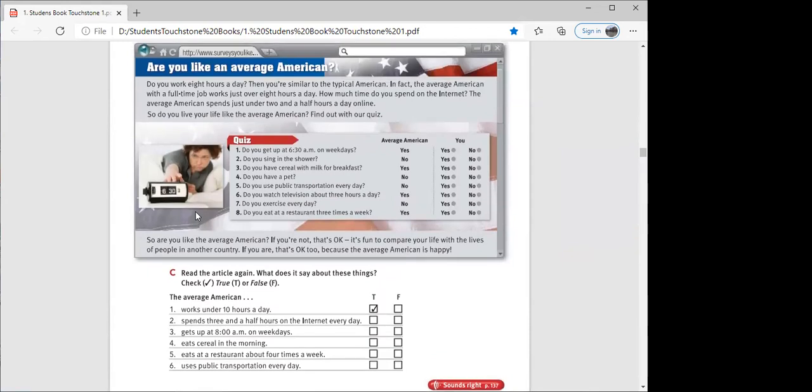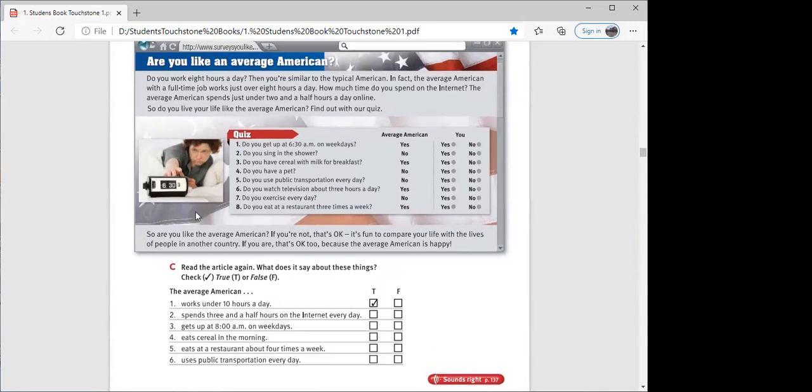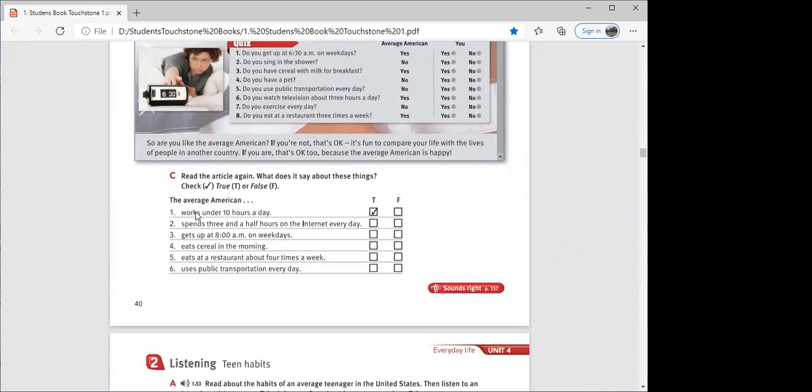Can you find that information? It's on top. In fact, the average American with a full-time job works just over 8 hours a day. 8 hours. And the question is, works under 10 hours a day. So that's true or false? True.